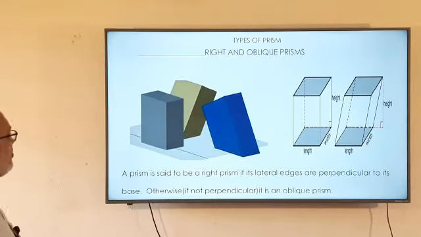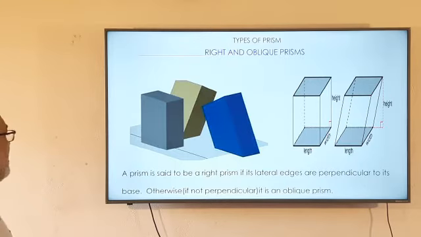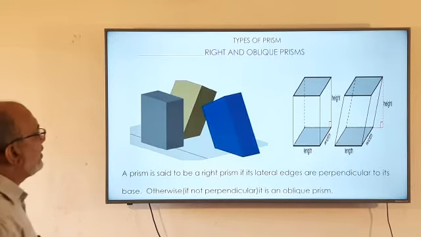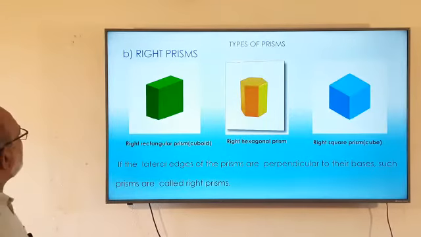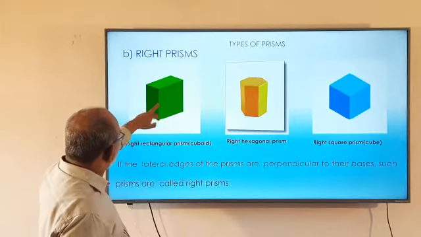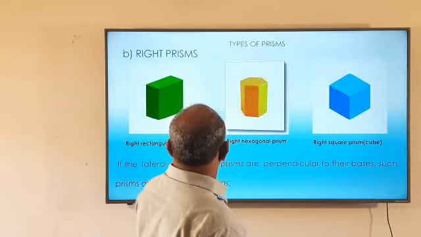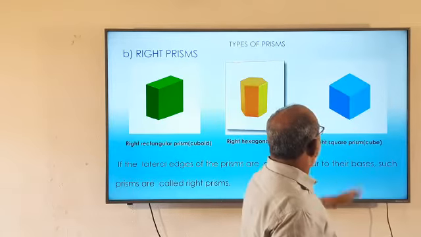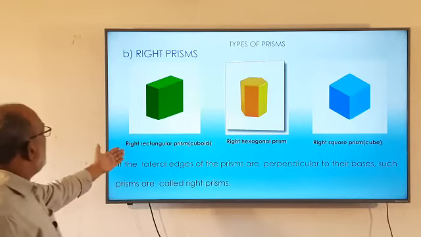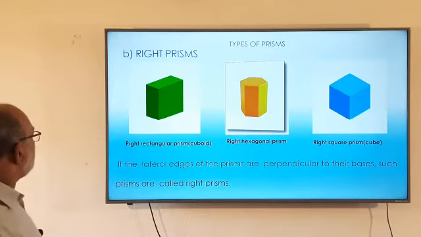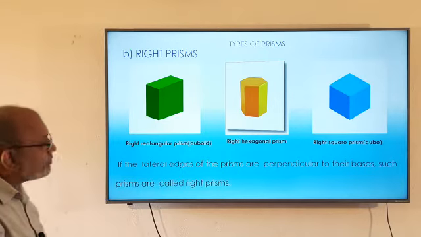So a prism is said to be a right prism if its lateral edges are perpendicular to its base. Otherwise, if not perpendicular, it is an oblique prism. Here you see a right prism. Here this one is perpendicular to the base, here also it is perpendicular, and this lateral edge too, all these are perpendicular. So right square prism, right hexagonal prism, right rectangular prism, all these lateral edges are perpendicular to the base, right?